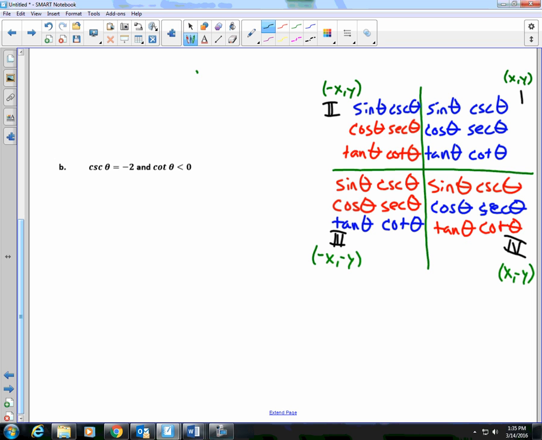Now, this is part of what we need to remember. And I will give this to you in notes for the test, but here's a way that some students remember it. All of the functions are positive in the first quadrant. S is for students, and it's for sine. Sine and its reciprocal are positive in the second quadrant.